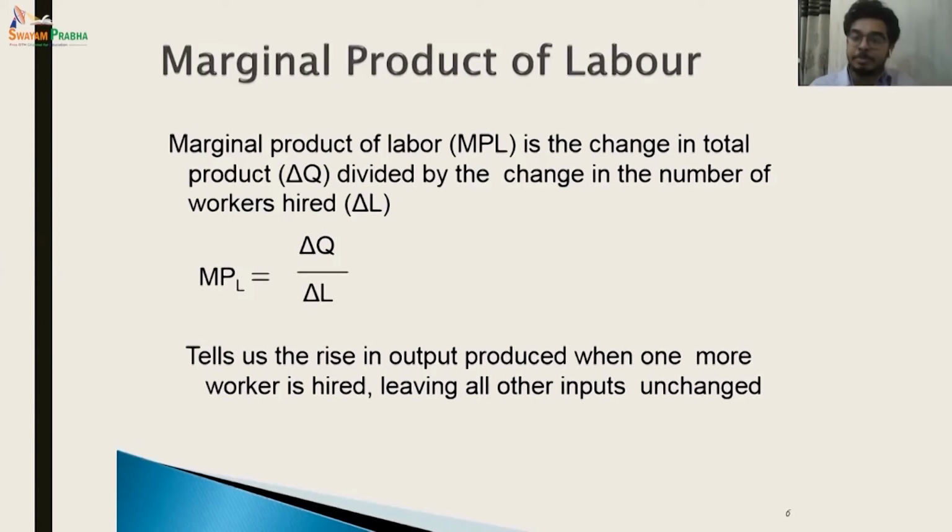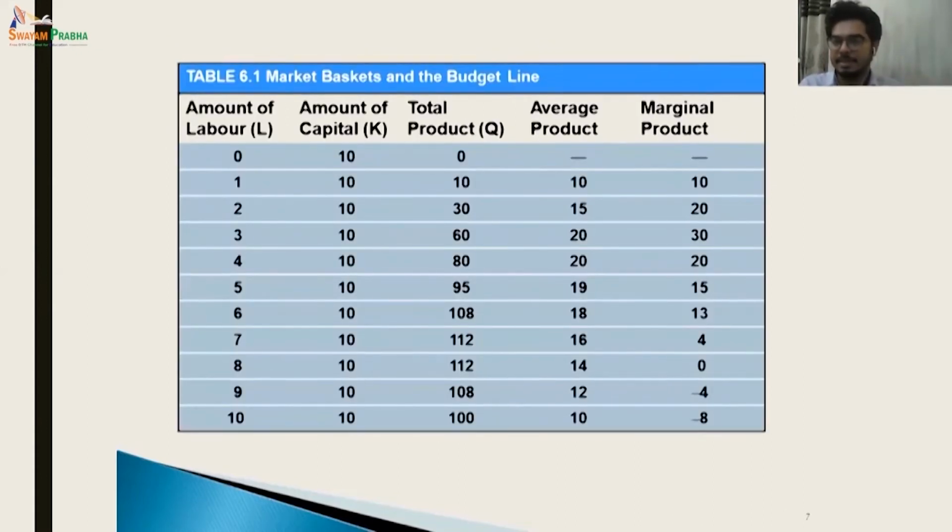So it tells us the rise in output produced when one more worker is hired, leaving all other inputs unchanged. So I am not here increasing both labor and capital simultaneously. Here, if I am increasing labor, all other things like capital, technology, everything else remain the same. Over here, let us understand, it's a borrowed table. It gives an idea of a hypothetical production process where you can see the amount of labor is changing 0, 1, 2, 3, 4, 5, 6, 7, 8, 9, 10, whereas the amount of capital is fixed at 10. Right? 10, 10, 10, 10, 10.